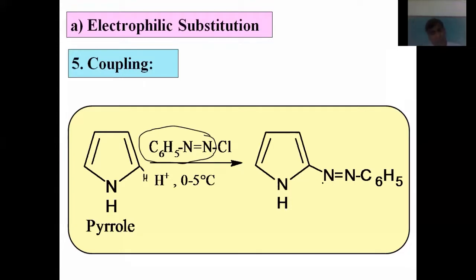And this is nothing but the example of azo dye. When pyrrole is treated with the benzene diazonium chloride, it undergoes coupling. This is also an example of electrophilic substitution, and that reaction is a characteristic reaction shown by all aromatic compounds. And thus this is just about the electrophilic substitution reaction.